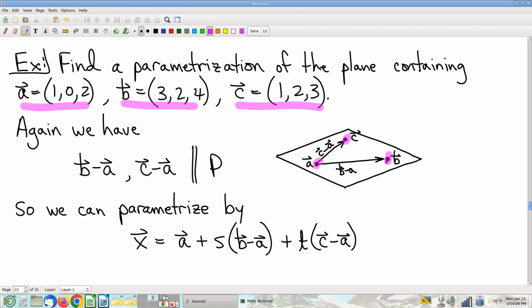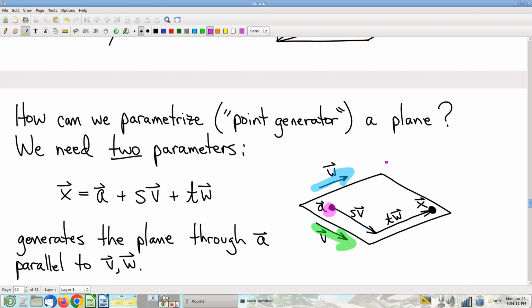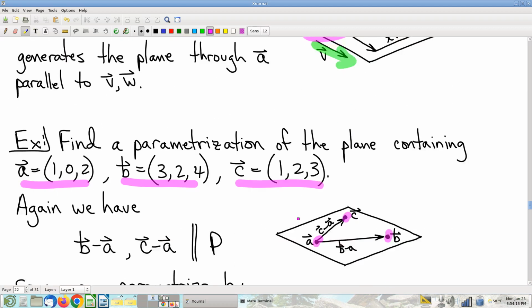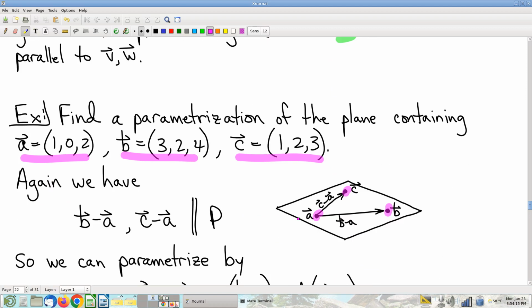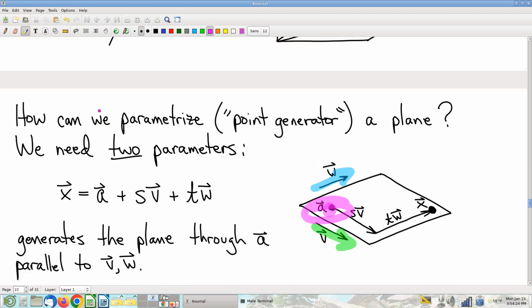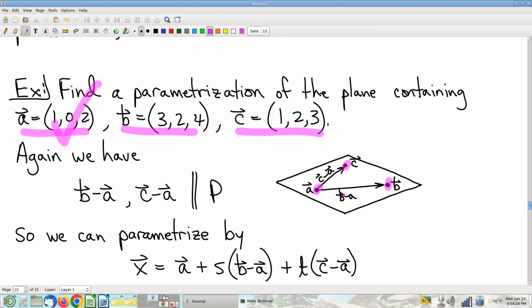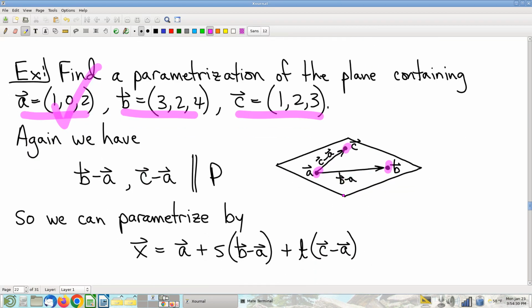How am I going to use this formula? Well, I need a point in the plane. Cool, I have 3 of them. Take your pick, doesn't matter. I like easy numbers, so I'm going to pick A, but whatever, it doesn't make any difference. Any point in the plane will do. Okay. What else do I need? I need a couple of vectors parallel to the plane. Well, we saw this trick previously, and I can just pairwise subtract B minus A, C minus A, for example. There's other options, of course.